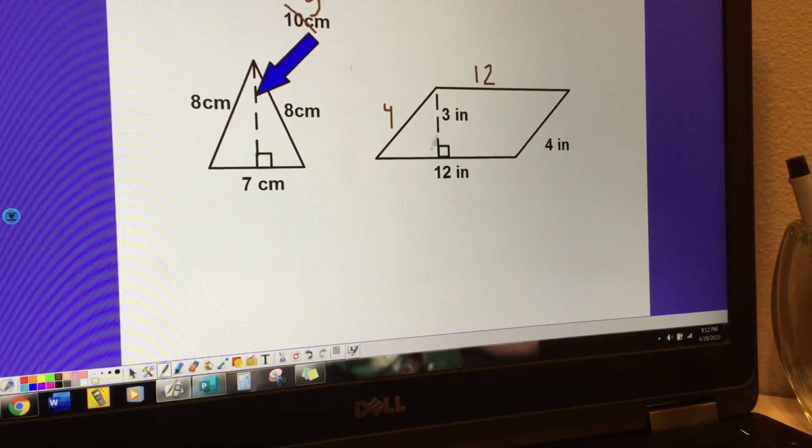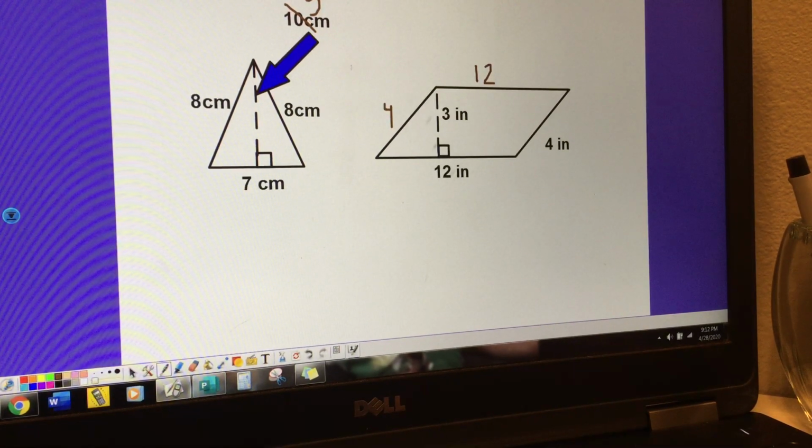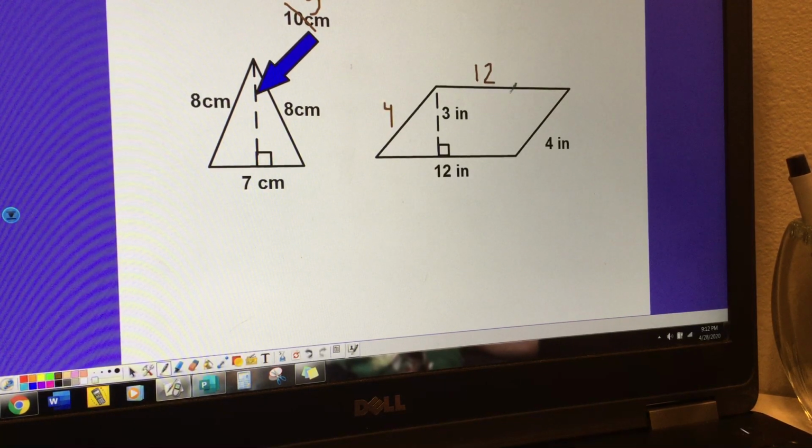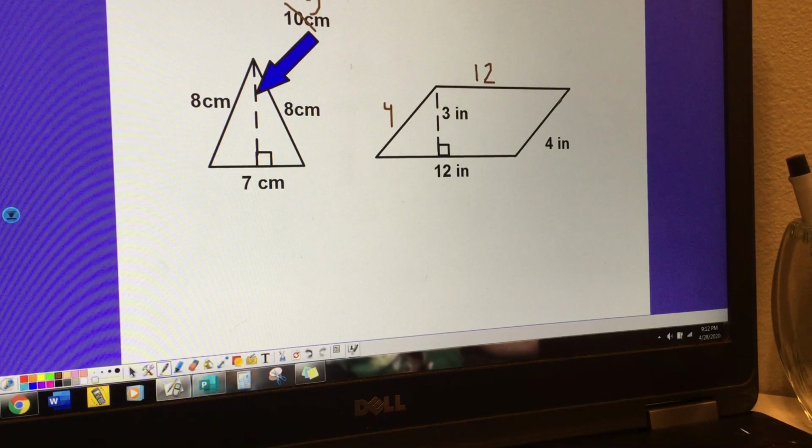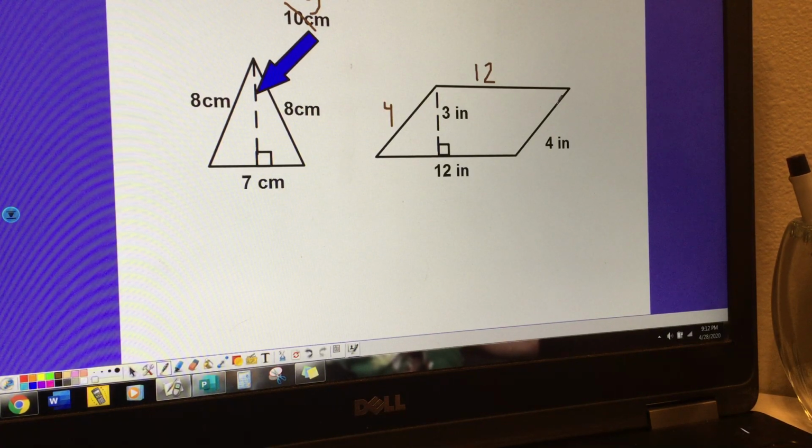So you can see that this height meets the base at 90 degrees. That is a right angle. So you're going to add 12 and 12 is 24. Add another 4, that's 28. Add another 4. Our perimeter of this shape would be 32 inches squared.